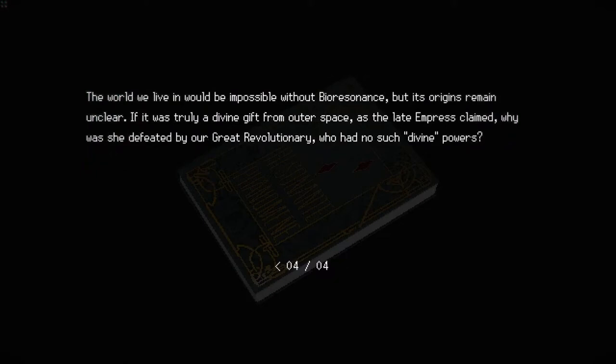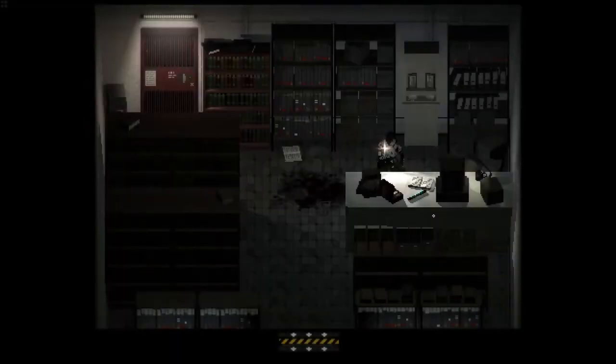If it was truly a divine gift from outer space, as the late Empress claims, why was she defeated by our great revolutionary, who had no such divine powers?